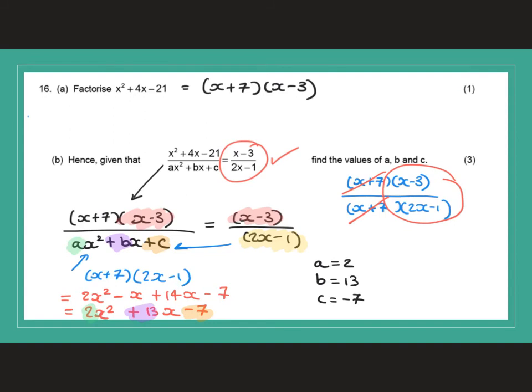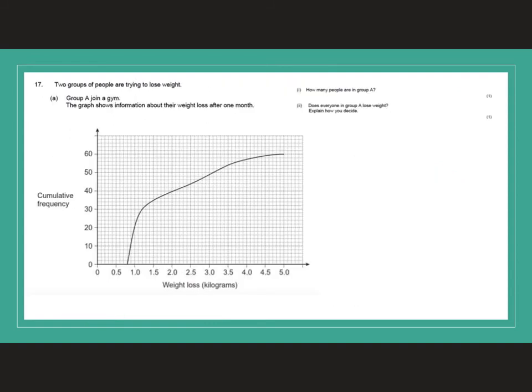A logic problem. Question 17. Two groups of people are trying to lose weight. Group A join a gym. Here is the information about their weight loss, and it's a cumulative frequency curve again. So the total number of people in Group A is the highest value of the cumulative frequency, which is 60.